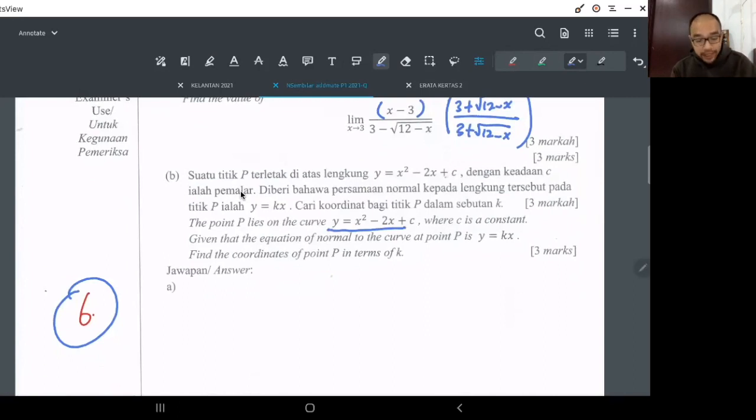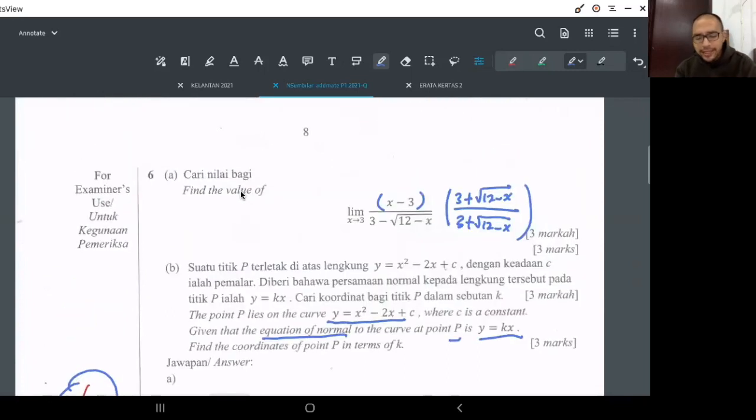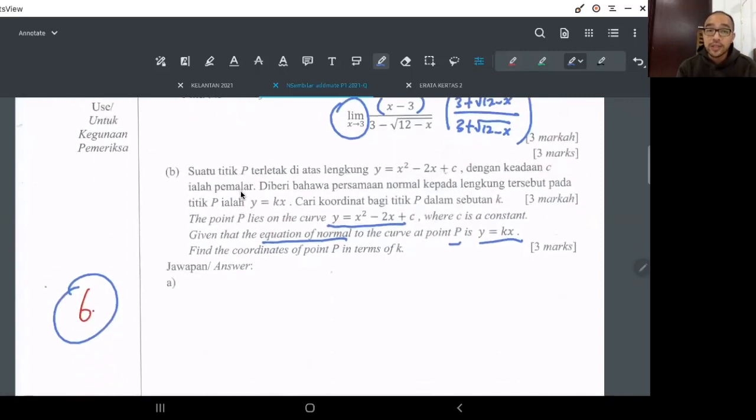Okay, the point P lies on the curve yada yada, where c is a constant. Given that the equation of the normal to the curve at point P is y equals kx. Find the coordinates of point P in terms of k. When you see equation of normal and you see a curve and you see that there is this limit here, you kind of know that this is a differentiation question.